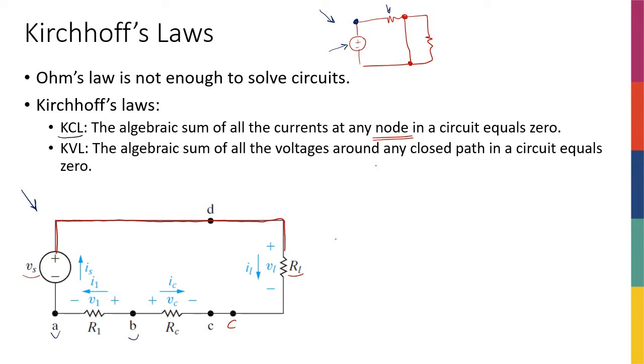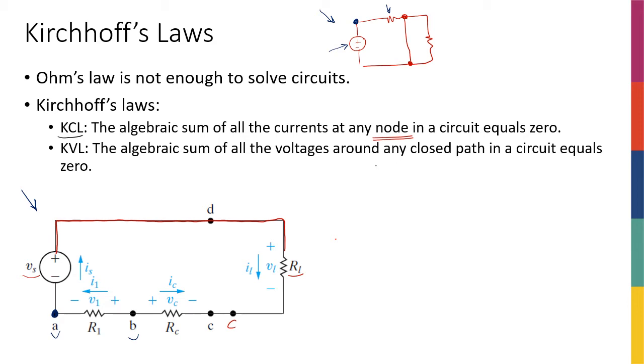It says that the algebraic sum of all the currents at any node in a circuit equals 0. Basically, it is telling us that, for example, if I want to write it for node A, I1 is coming to the node A and IS is going out of the node A. So I have to use different polarity, different signs for them.